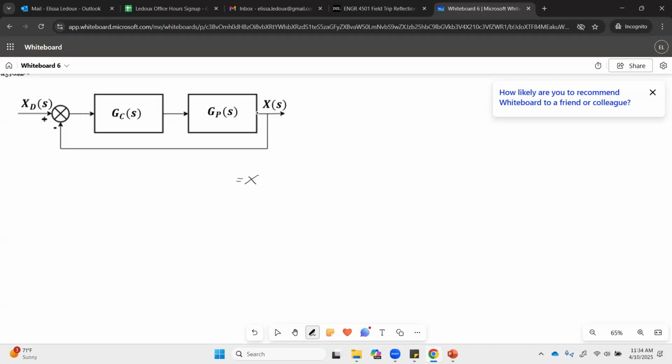Well, the stem that comes out here comes from the GP. So X is going to equal GP times this signal in here. We'll just call this CS for control signal. So the GP times the control signal, we'll put a GP. But this control signal is the controller times the error signal. So that gets multiplied. And then the error signal is the XD minus the X.